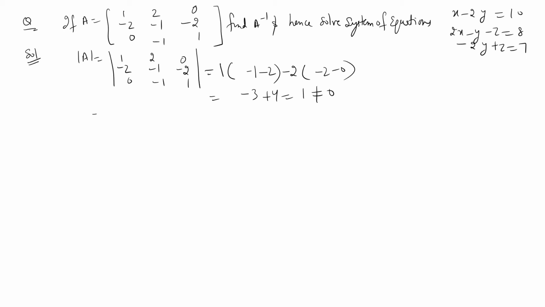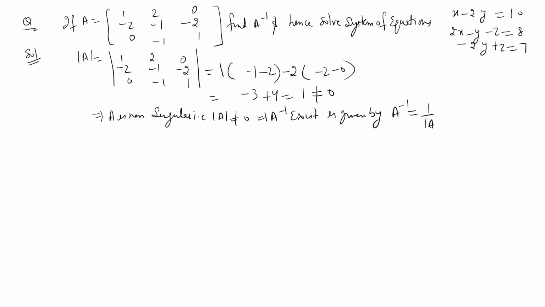So we can simply say A is non-singular, that is determinant A is not equal to 0, which implies A inverse exists and is given by adjoint A upon determinant A. So firstly we need to frame the adjoint matrix. Adjoint of A will be the matrix obtained by replacing each element by the corresponding cofactors and then taking its transpose. Okay, so this sign I'll take negative.